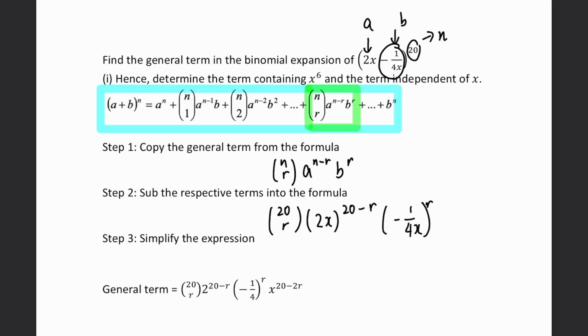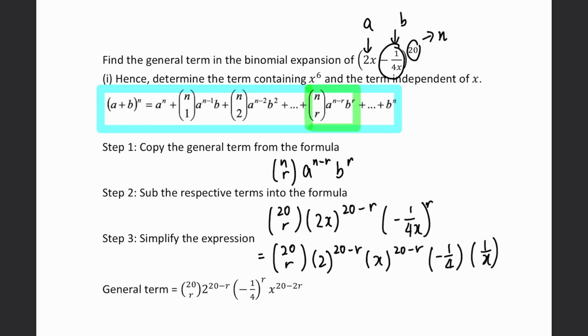Then step 3 is to simplify the expression. You need to use a bit of indices rules, where we bring the power into every term, and we get something like this. The last step is to collect all the x terms together. If you see there's an x term here and an x term here, we're just going to collect them and group them together as this. So that is how we find the general term in the binomial expansion.